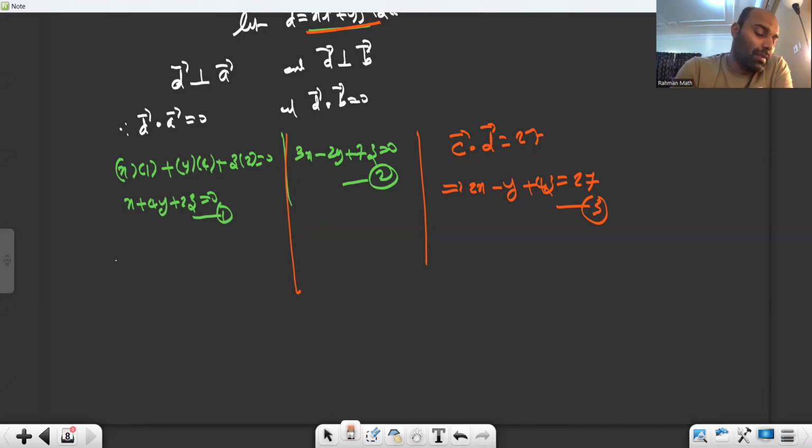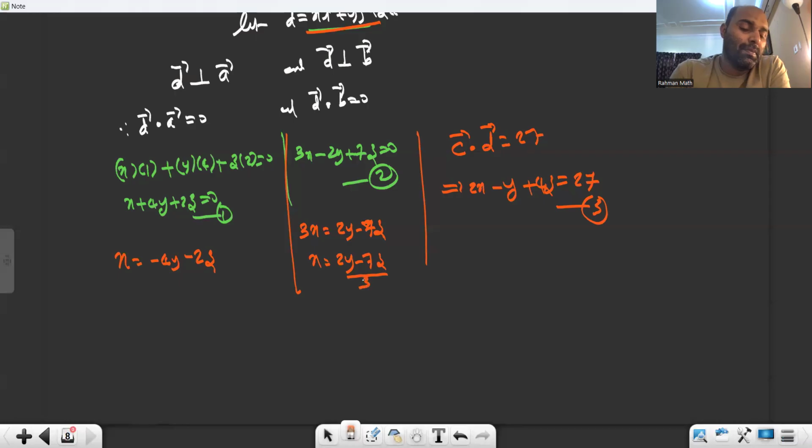I told you that. Here from the first equation, x equal to minus 4y minus 2z. And from the second, x equal to (2y minus 7z) by 3. Two y minus 7z by 3.